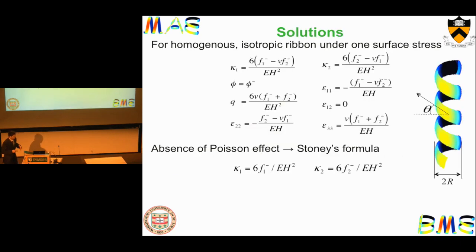And for a particular problem, we can actually have analytic solutions. If there's only one surface stress on, let's say, the bottom surface, then we can calculate these geometric parameters from the driving forces and material parameters. And we can show that in the absence of Poisson's effect, our solutions can be reduced to the classical Stoney's formula. So Stoney's formula is really one specific example of ours.